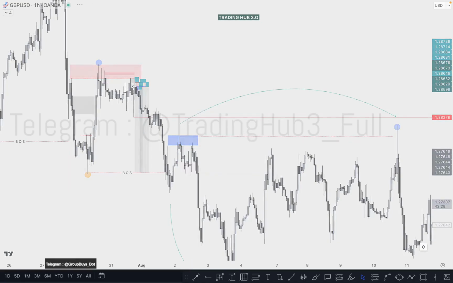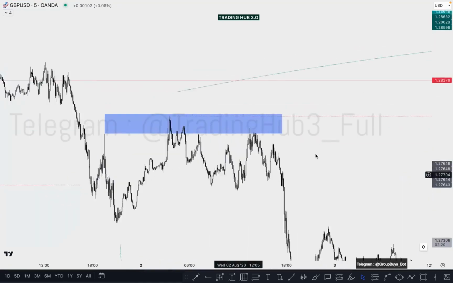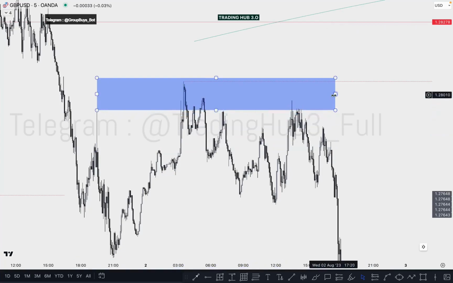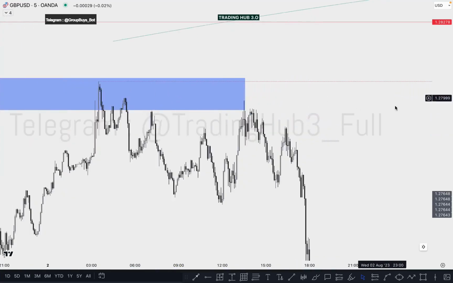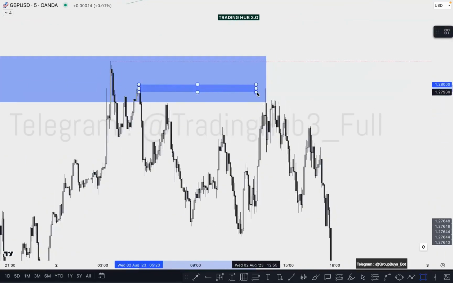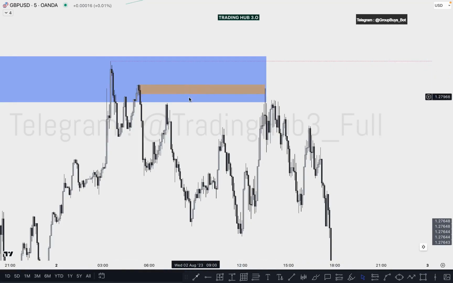Okay, now I'm going to show you one more thing. Look at this picture very carefully. Look at this one. What happened here? This was our hidden supply zone right here. Okay, price stepped here, mitigated this point, and then what happened here? Look at this one carefully. This was our unmitigated order block at this point right here, and then what happened here?